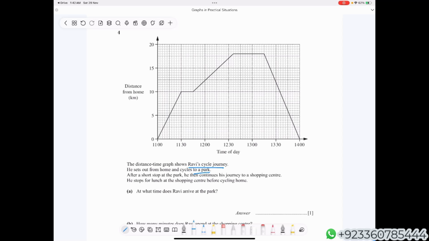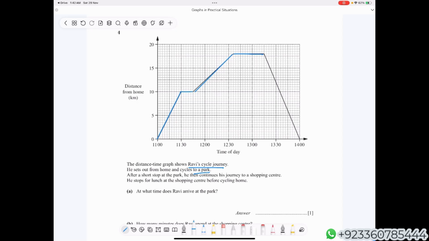So he sets out from home and cycles to the park. So this first part is showing his journey from the home to the park. After a short stop, so this is going to be the short stop where the gradient is 0, hence the speed is 0, and he has stopped. After a short stop at the park, he then continues his journey to the shopping center. So this line is now representing his journey to the shopping center. Okay? And then he's going to stop again. So this point is showing his next stop.